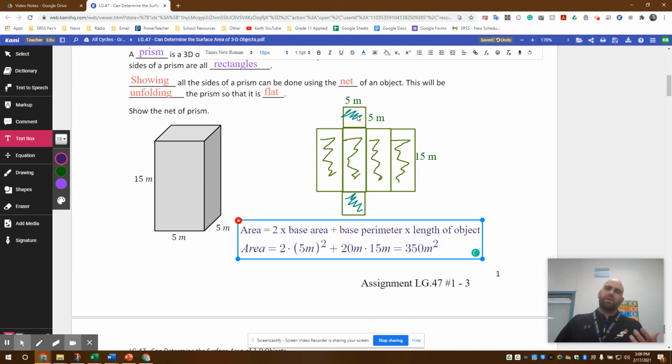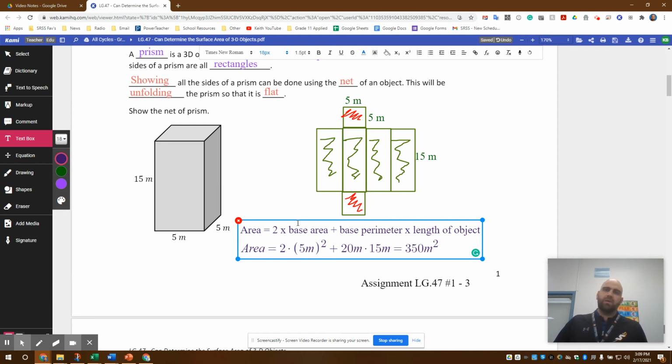Now we could do that. We could find this is 25, this is 25, and then all of these are going to be, let's see, 75, 75, 75, 75. We add them all together, and we're going to get 350 as well.